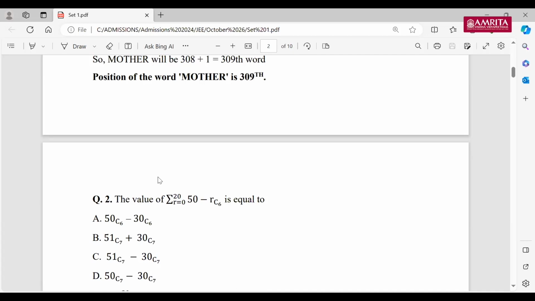So what you need to think here, it's r equal to 0 to 20, 50 minus r C6. See the answers. The first is in terms of 50C6 and 30C6. The second one is in the form of 51C7, 30C7. Here also 51C7, 30C7. Here it's 50C7, 30C7. So you need to analyze in which way the options are given and which formula you have to use. This is something that you need to have an idea about when you look into a question. It will come only through practice.